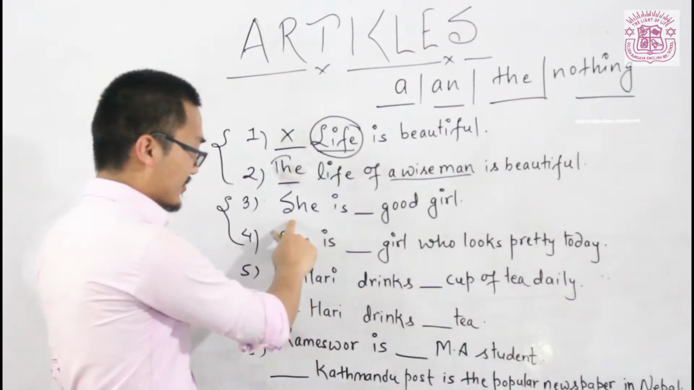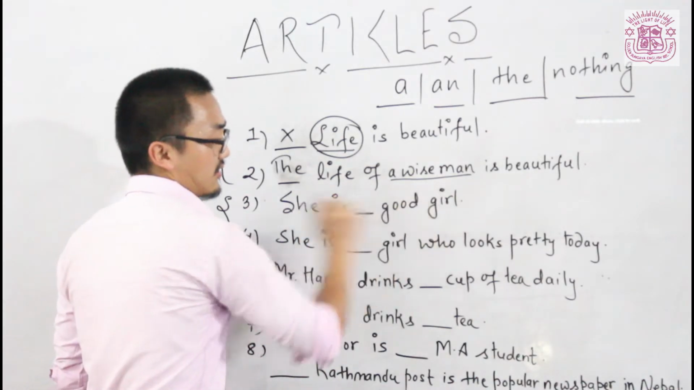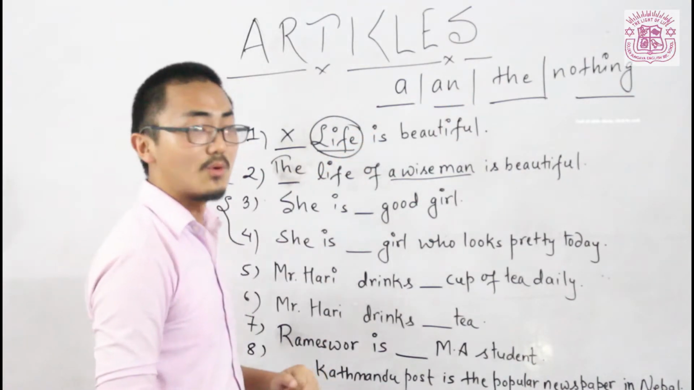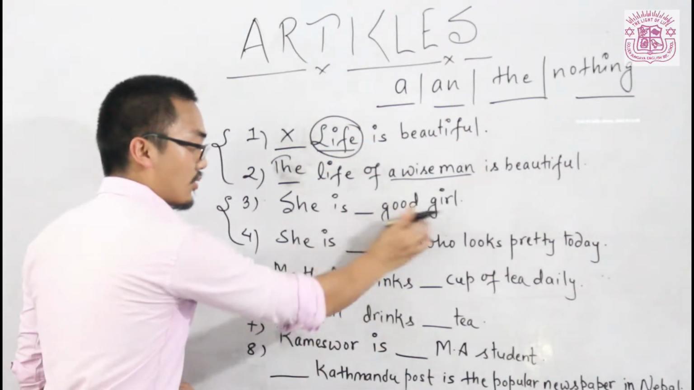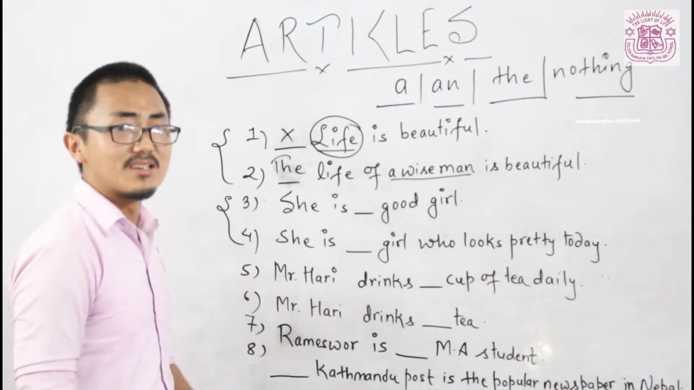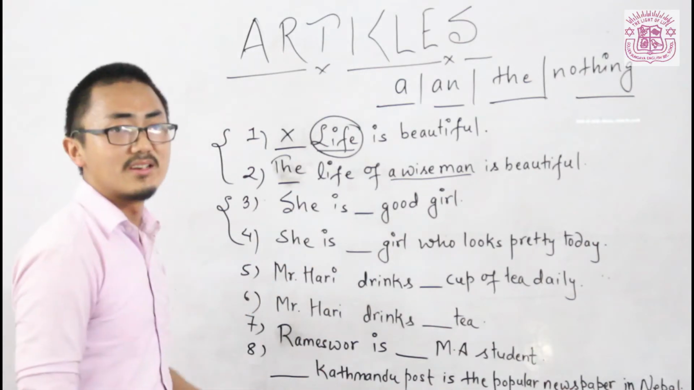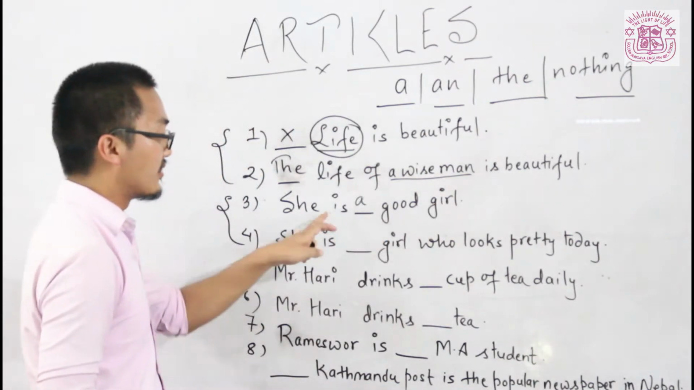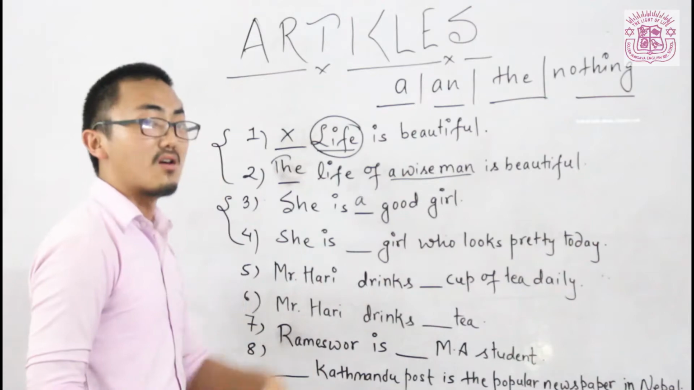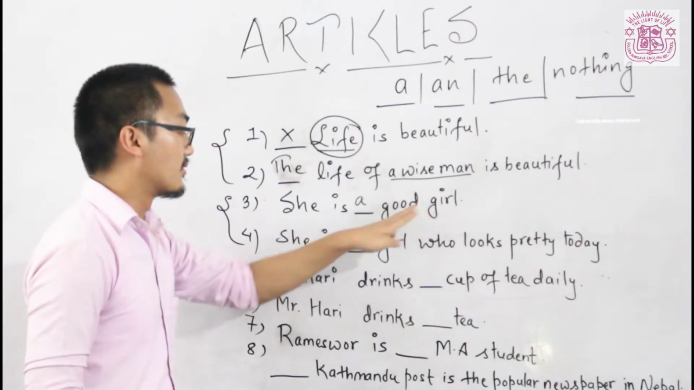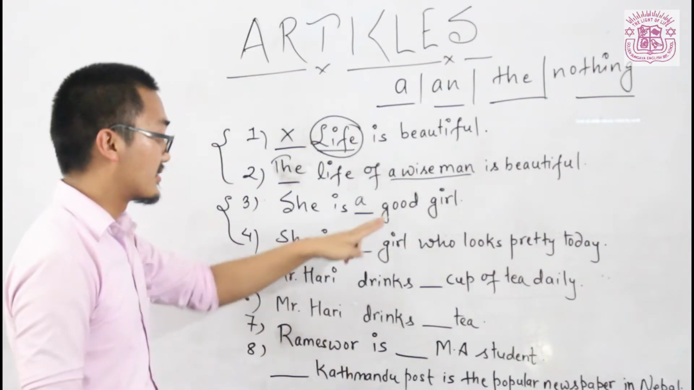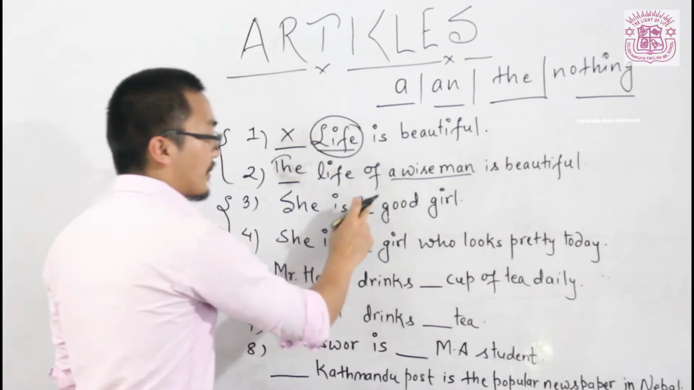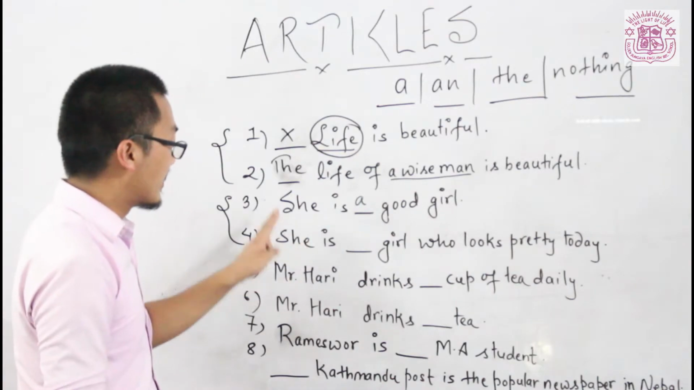Okay, now let's see here, "She is good girl." So what will be its answer? A, an, or the, or nothing? This is one of the simple sentences, and in a general type of sentence we generally use A. And you can pronounce this word, good girl. So good sounds like a Vyanjan Varna, so you have to keep here A. Okay, similarly let's go down.